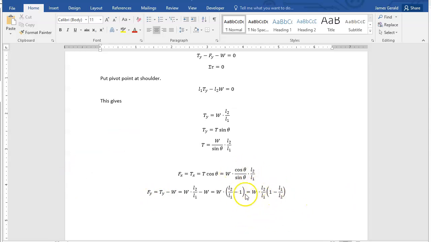Why is it prettier this way? Because W L2 over L1 is a quantity that we have again here. And so that onto 1 minus L1 over L2, and this is just the ratio of lengths. This number is going to be less than 1.